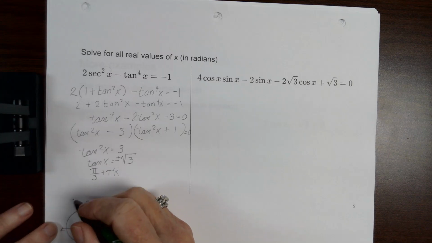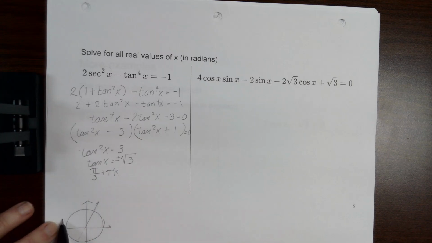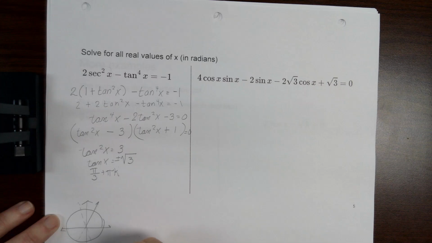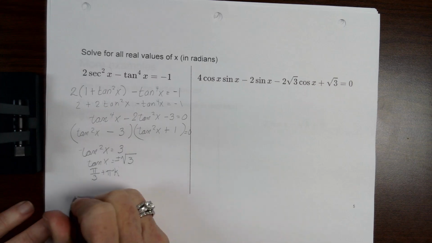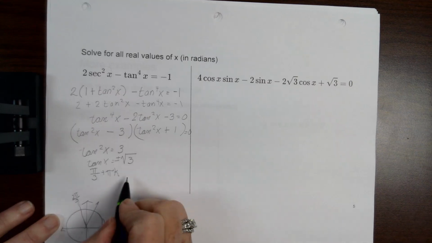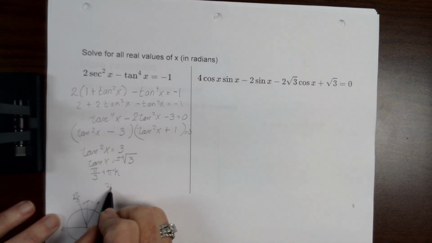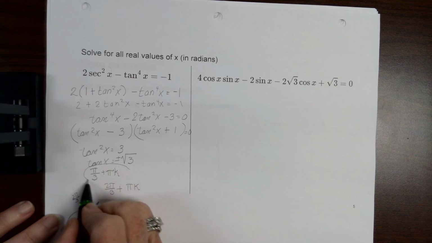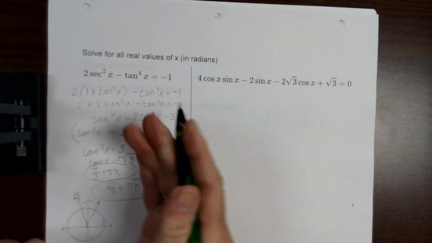The other spot that I'm going to get that is going to be at that location. So this is 2 pi over 3, or 4 pi over 6, plus pi units, because it's going to be that way down here too, because that's the same reference angle. All of these have a reference angle of 60, or pi over 3. So then I also have 2 pi over 3 plus pi times k. So both of these are answers for this side.